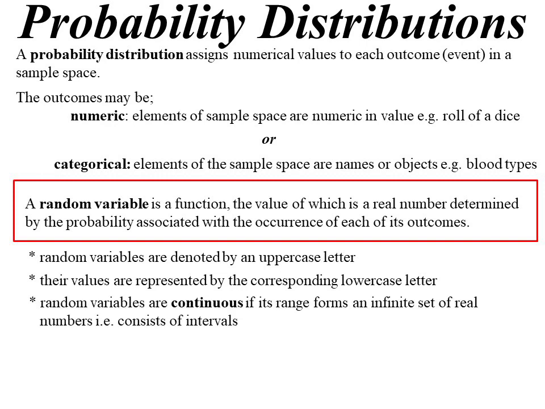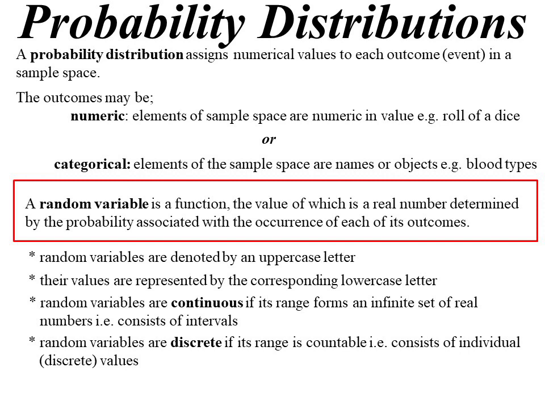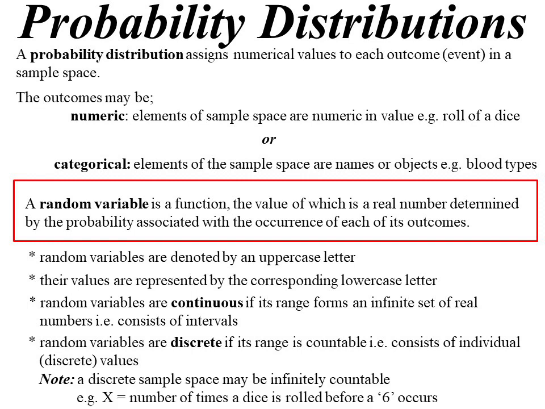Random variables are continuous if all the possible values are spread over an interval and there's no breaks in that interval. Or they might be discrete if they're countable. Now, countable just simply means that there are individual things, and you can have something, by the way, which is called infinitely countable. So you still have an infinite number of objects, but they are countable.